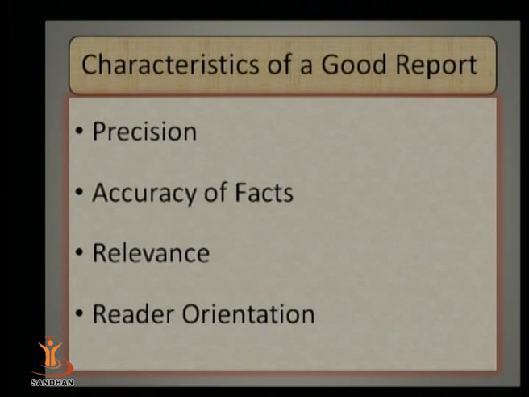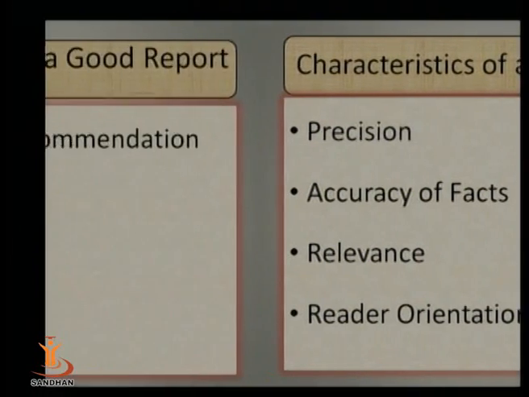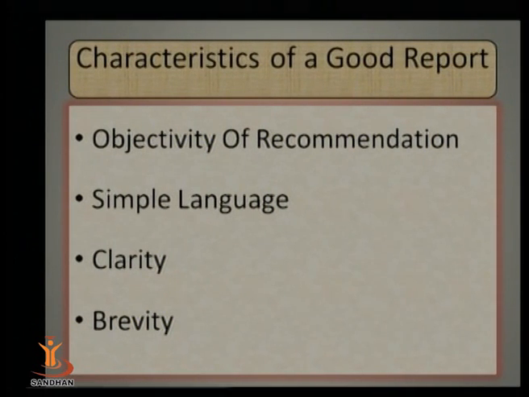Then the important point is that a good report should be reader oriented. The reporter should know who is going to read the report and who is going to use the information later on. Number five is objectivity of recommendations. That is very important. The recommendations presented at the end of the report should be impartial and objective. The reporter's self-interest should not be reflected in a committee or an individual report. Number seven is that simple language should be used, because if it is presented in simple language, then it can be comprehended very easily and steps can be taken very speedily also.